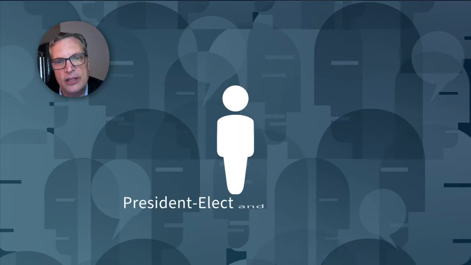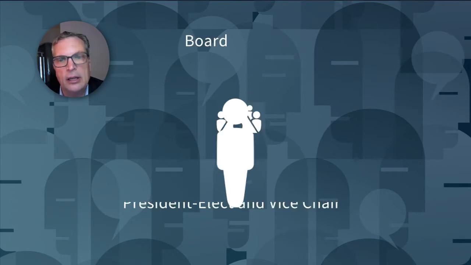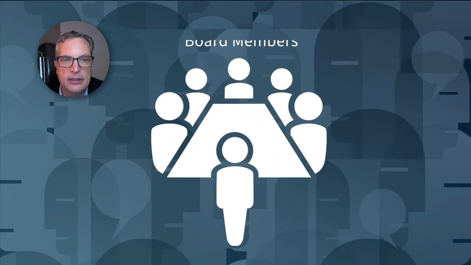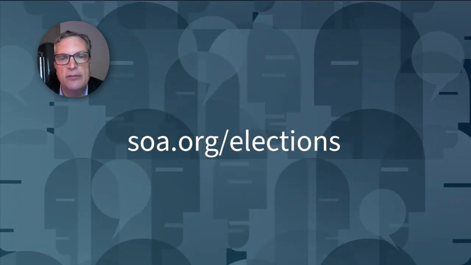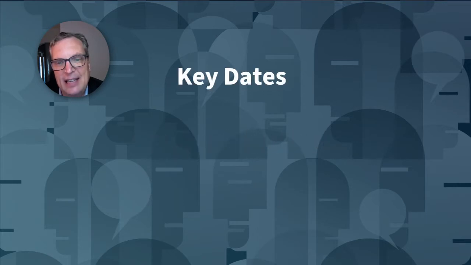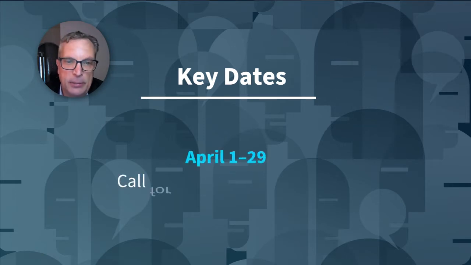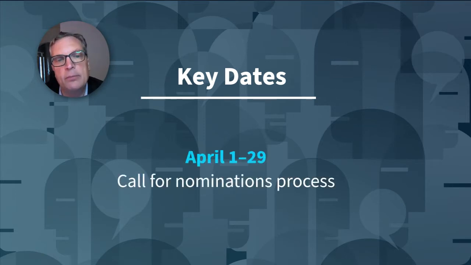To fill the board, there are annual elections where one president-elect and vice chair, along with 5 board members, are elected to serve. Job descriptions and criteria for these 2 roles can be found on the elections page of the SOA, which is soa.org/elections. That webpage has a lot of good information regarding elections, including key dates for the election process, which include the call for nominations period, which is open during the month of April.